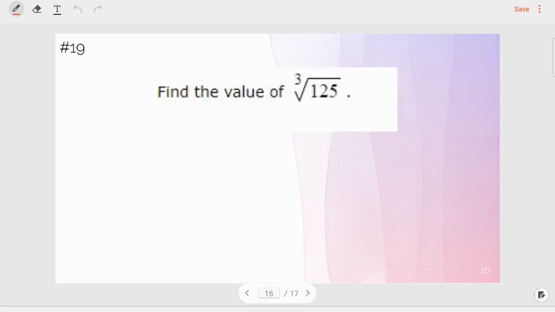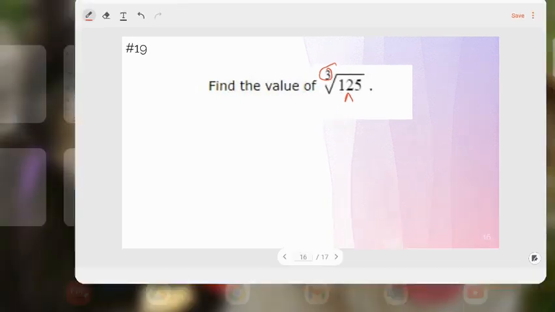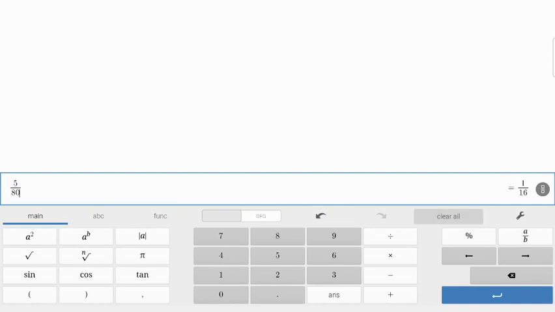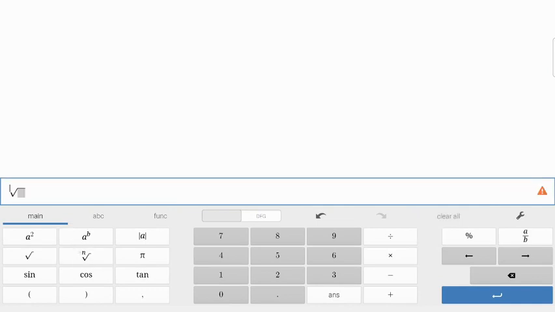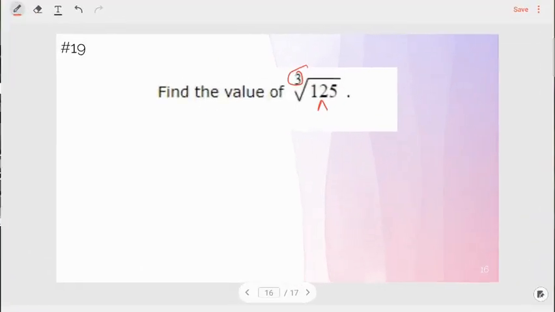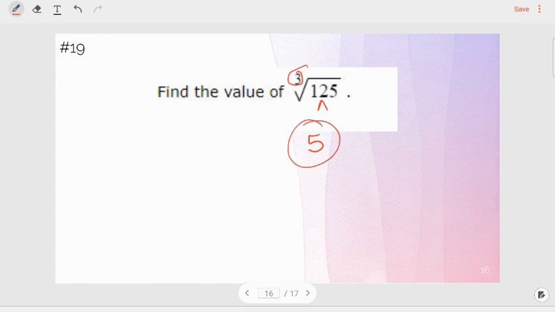All right, last two problems. Find the value of the cubed root of 125. Remember, cubed roots mean I want to find what number multiplied by itself 3 times gives me 125. So we can do a factor tree, or we can just start dividing, or we can use our calculator. If you notice, this calculator has the ability to do a cubed root. If I click the one with the n, I can put a 3 there. 125, whoops, I typed that in wrong. 125, and I get 5. So that means 5 times 5 times 5 is 125.